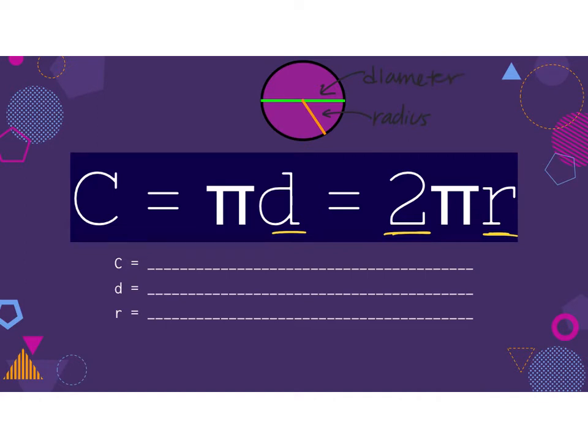So in our formula, C is circumference, D is diameter, and R is radius. We're going to use this formula today to solve problems.